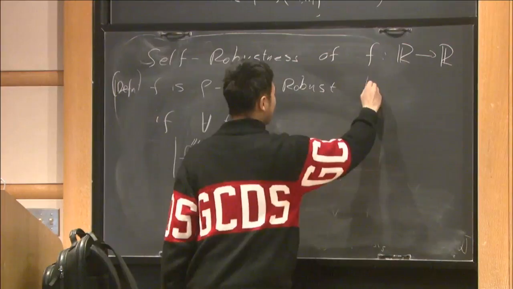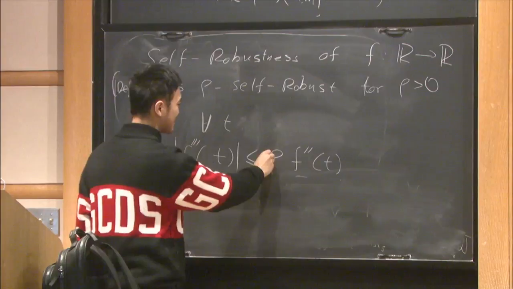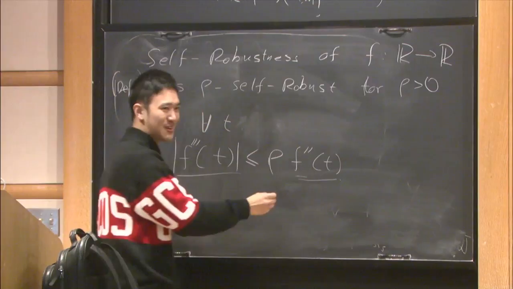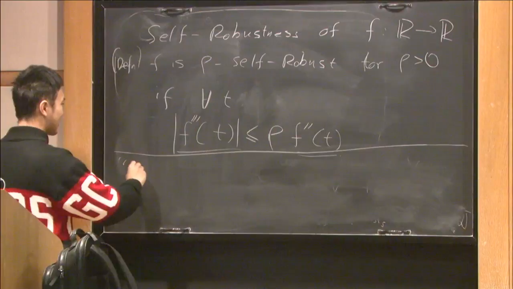For rho bigger than 0, this implies that f is convex and even strictly convex, because this is a non-negative value, which means that f is convex. And we have a very simple but very crucial lemma for self-robustness. It's like, as I mentioned yesterday, how close to quadratic this function is.